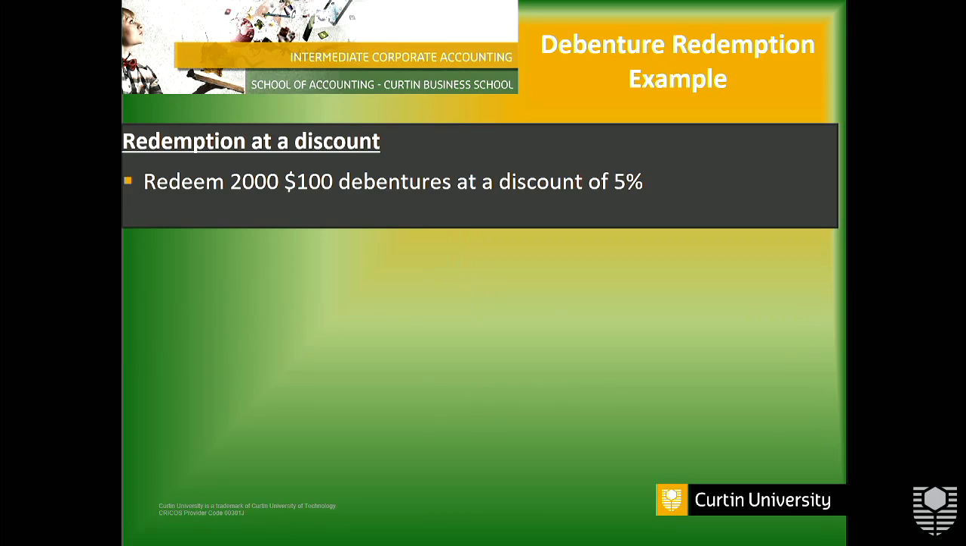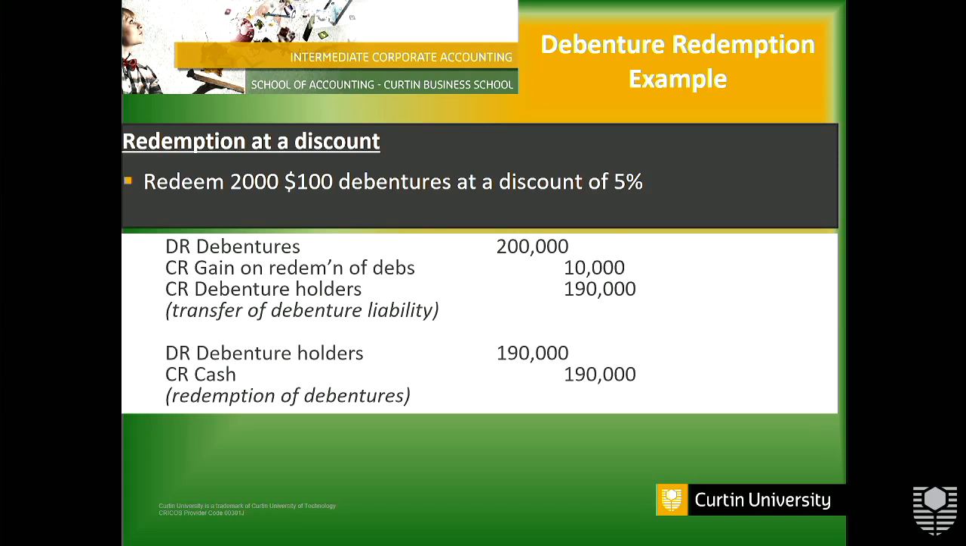Okay, so let's do a redemption at a discount. We're going to redeem 2,000 debentures at a discount of 5%. So 2,000 times $100 gives you $200,000. We are redeeming them, so we're reducing our liability by $200,000. At our 5% discount, technically instead of paying $100, we're paying $95, aren't we? So 2,000 times your $95 gives you $190,000. The difference there of $10,000 is your gain on redemption. Notice it's on the credit side, so it's treated as revenue.